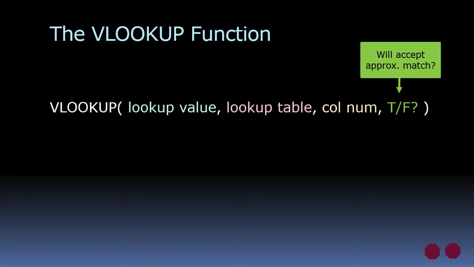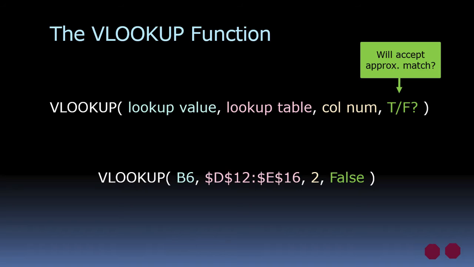Now, approximate matches sound good. The problem is that what we think of as an approximate match is not the same thing as what Excel might think an approximate match looks like. So we have to be careful, and usually we'll say no, we will not accept an approximate match. In other words, false, we will not accept an approximate match.